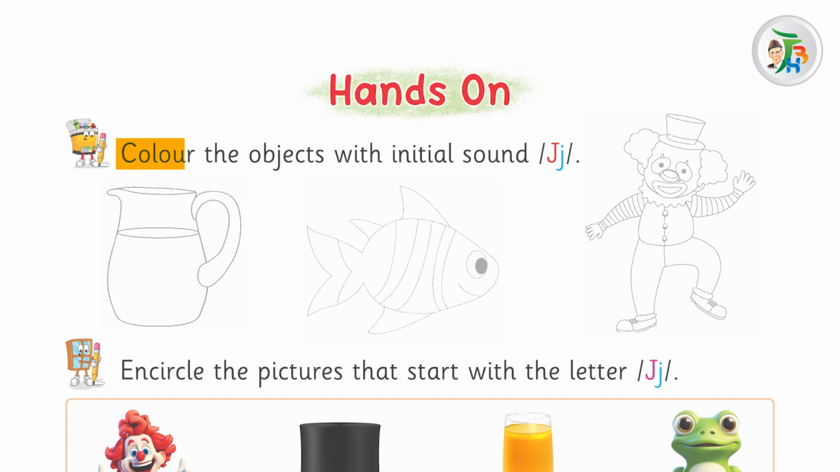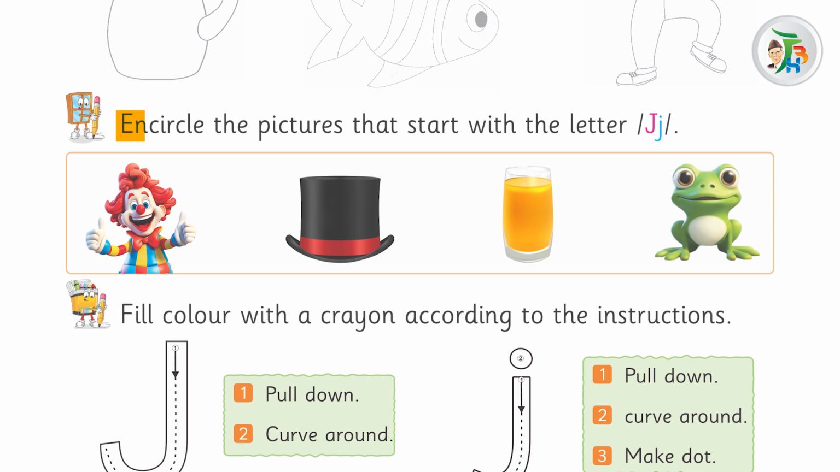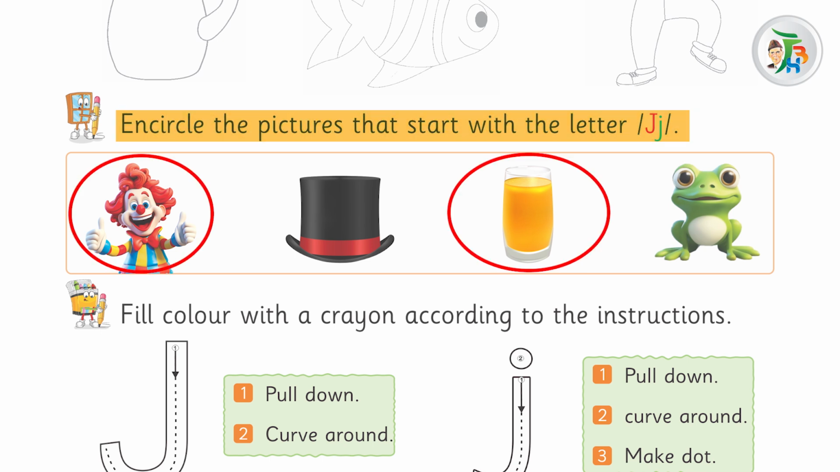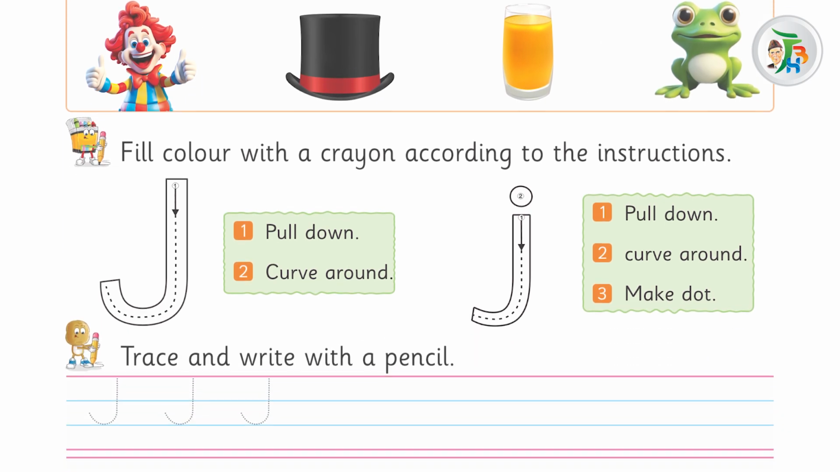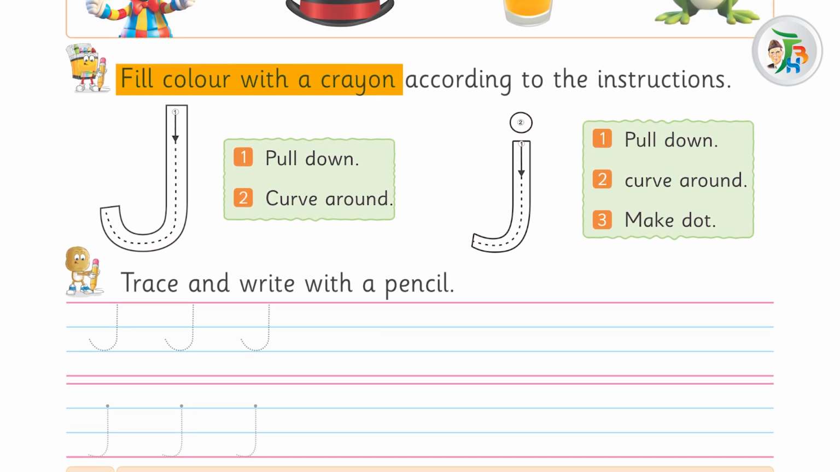Hands on. Color the object with initial sound J. अब आपके सामने different object हैं, आपने उस object को color करना है जो start होता है letter J से. The next is encircle the pictures that start with the letter J. अब आपके सामने फिर से colorful objects हैं और आपको जो लगता है कि letter J से start होता है, you need to color on that object. The next is fill color with the crayon according to the instructions. अब आपने crayon से trace करना है.